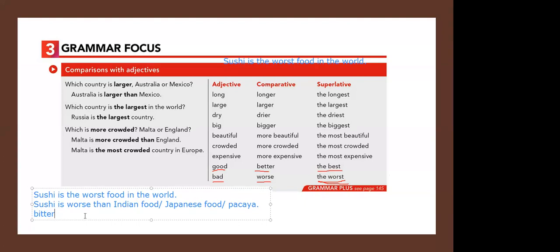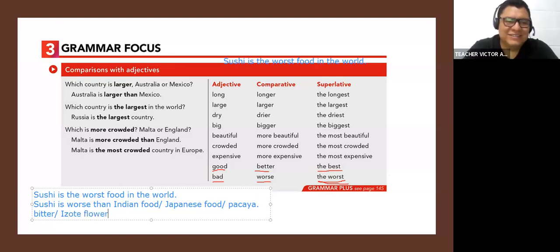Flor de izote. Do you like the flower? No way. Me neither. You don't like it either. What about the izote flower, Laura? No, I don't like it. You don't like it. It's bitter, in my opinion. It's very similar. Yeah, that's true. Okay, let's continue.